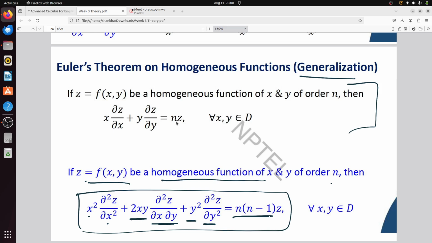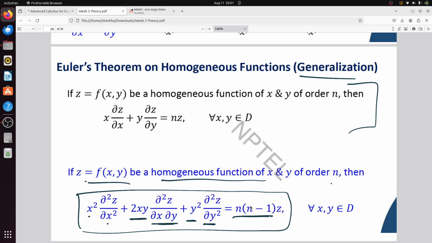So you can solve and you can actually determine that this is the generalized version of Euler's theorem for homogeneous functions, that is x square del 2z del x square plus twice xy del 2z del x del y plus y square del 2z del y square is actually n into n minus 1 into z, right?